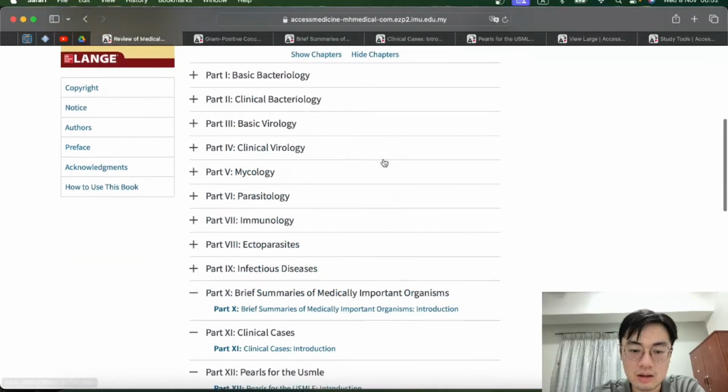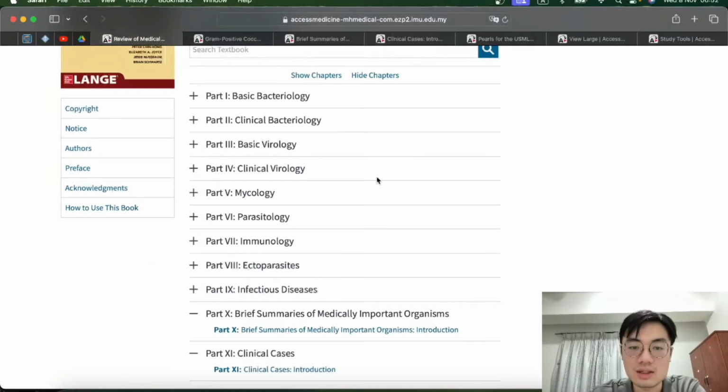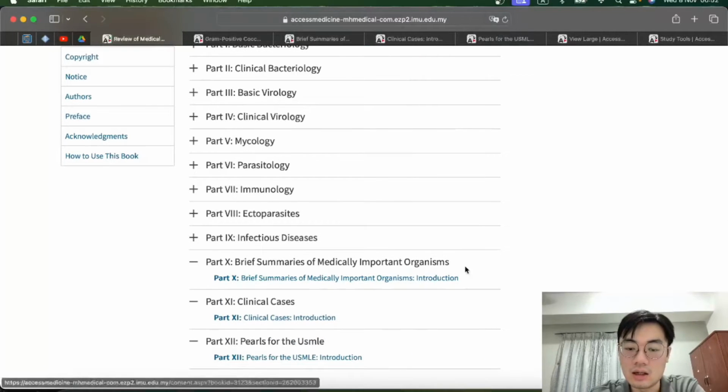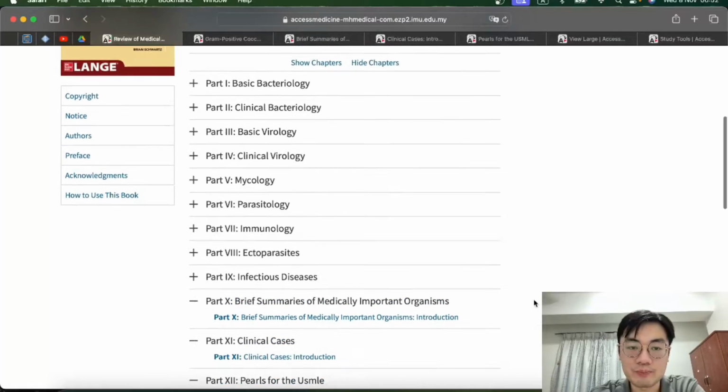And then before that, here are the topics or chapters that we have in this book. So they have bacteriology, basic virology, mycology, parasitology, immunology, ectoparasites, and infectious disease. And then the last few are just for revision purposes.